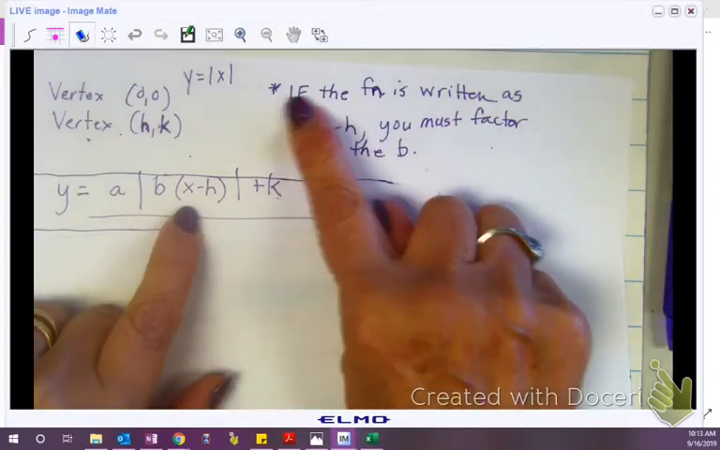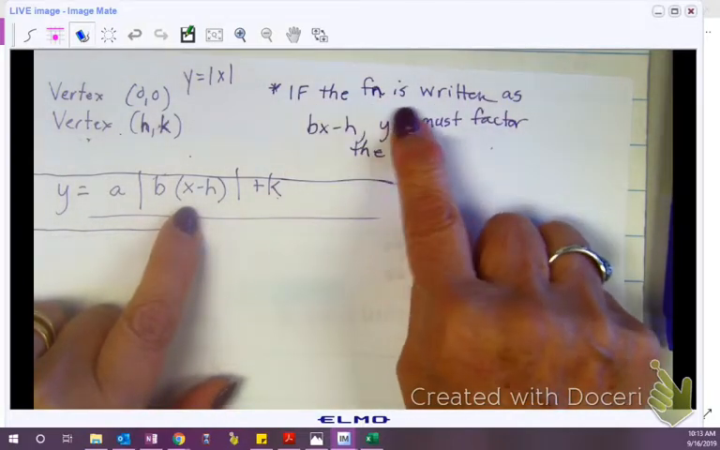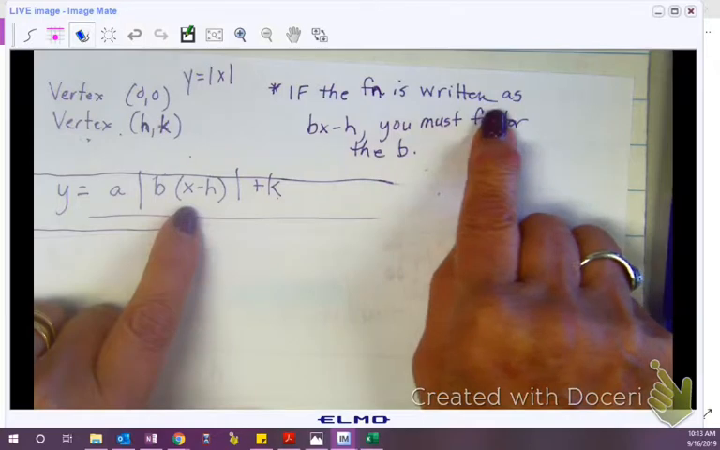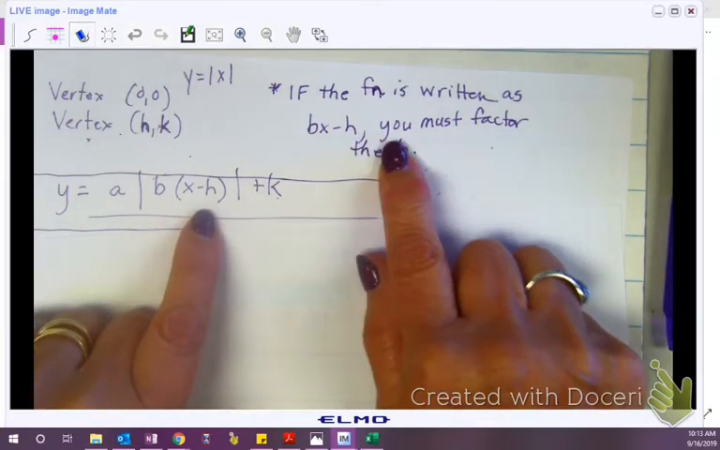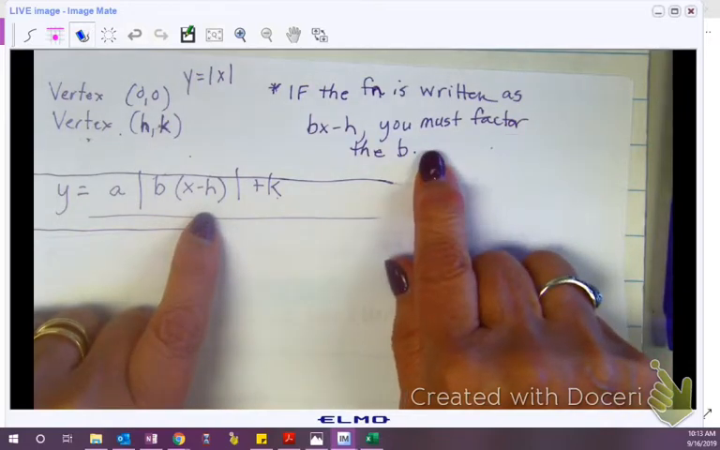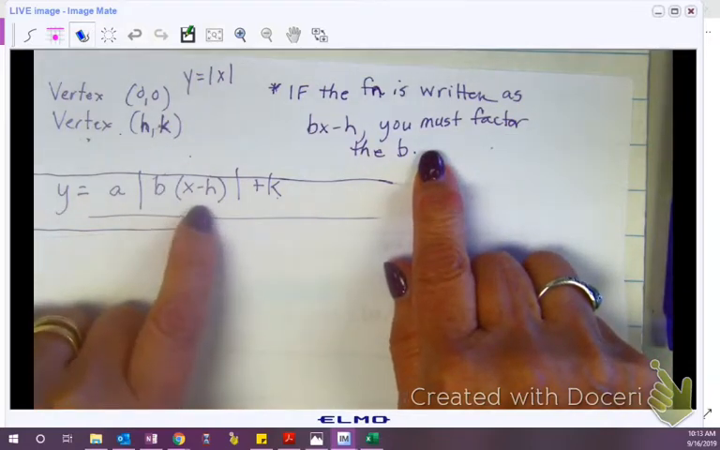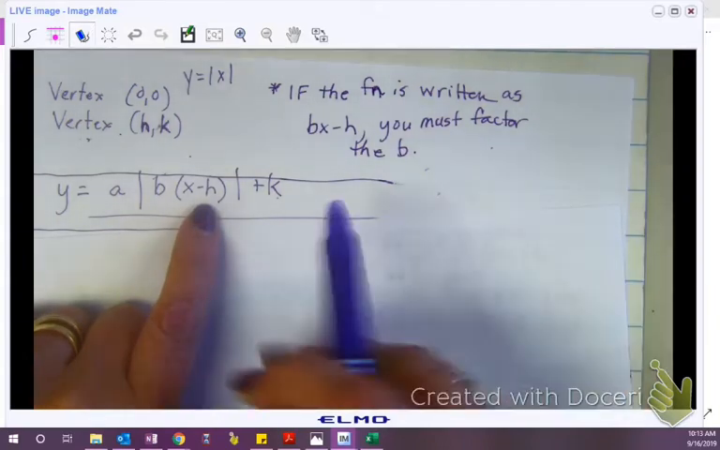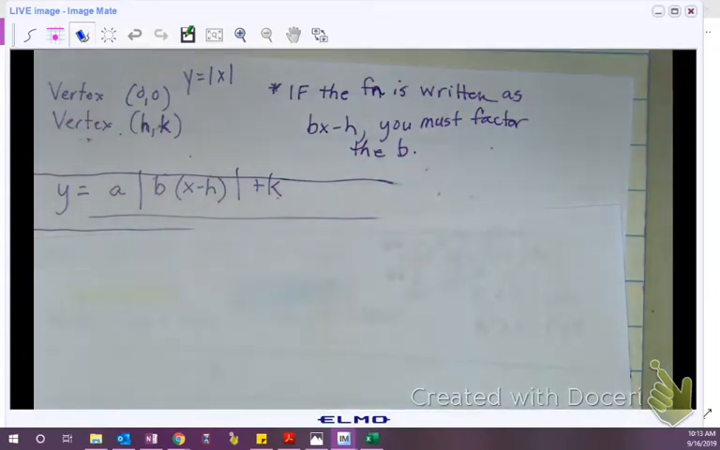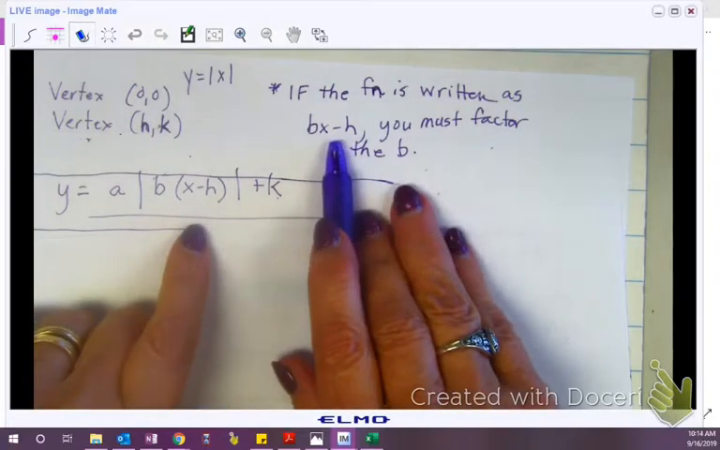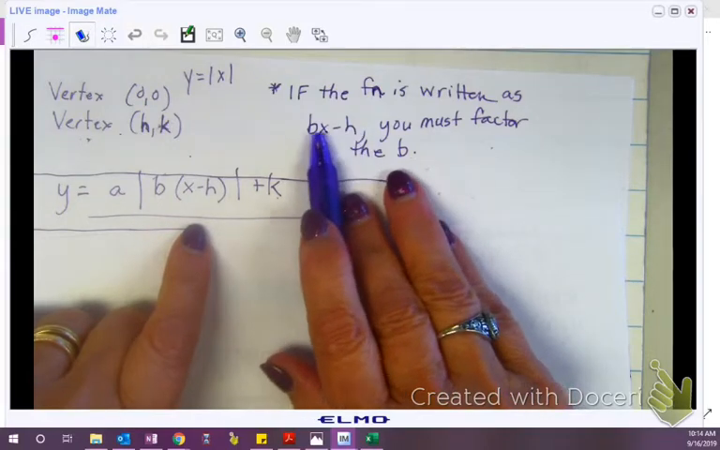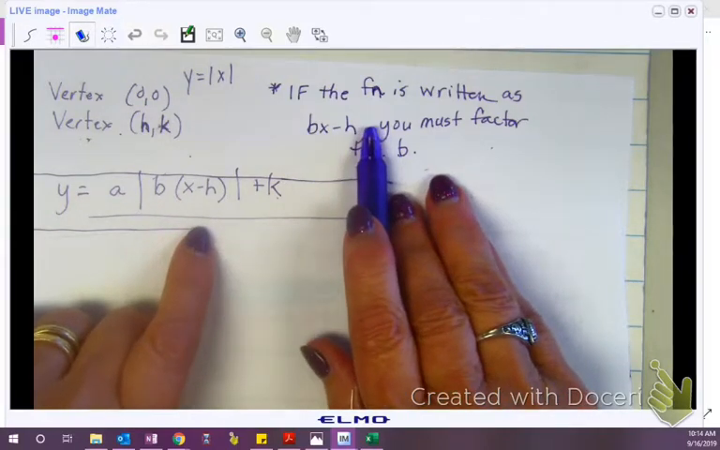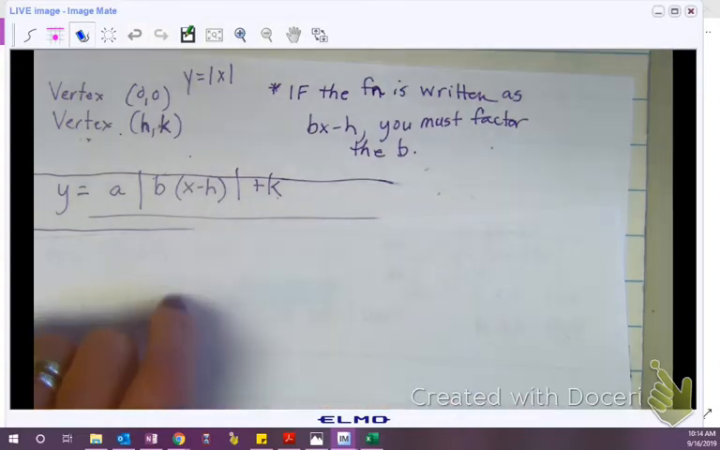Note that the b is outside the parentheses of x minus h. You need to write this note. If the function you are analyzing is written as bx minus h without the parentheses, then you must factor the b so that it looks like this. Otherwise, the h value won't be what you think it is. You'll give me the value of h, but it won't be correct. So if it is written in a question without the parentheses, you are required to factor out the b in order to find out what the h value is. So it needs to be in this format.